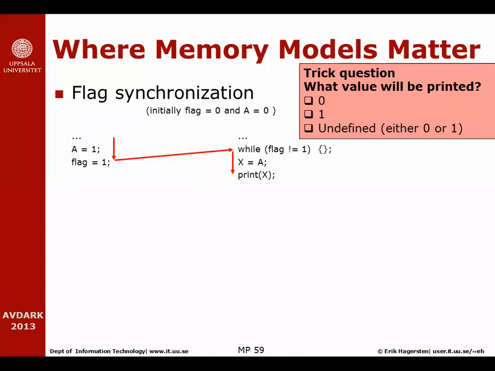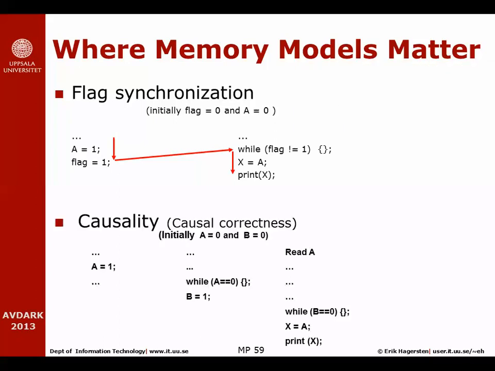Let's look at a slightly more complex problem. So this is a problem where we can test a property called causality or causal correctness. It has two variables, A and B, initially 0, and has 3 threads. The left thread changes the value of A, the middle thread waits for the value of A to change, after which it changes the value of B. And the right thread will wait for the value of B to change, after which it reads the value of A into a local variable and prints it.